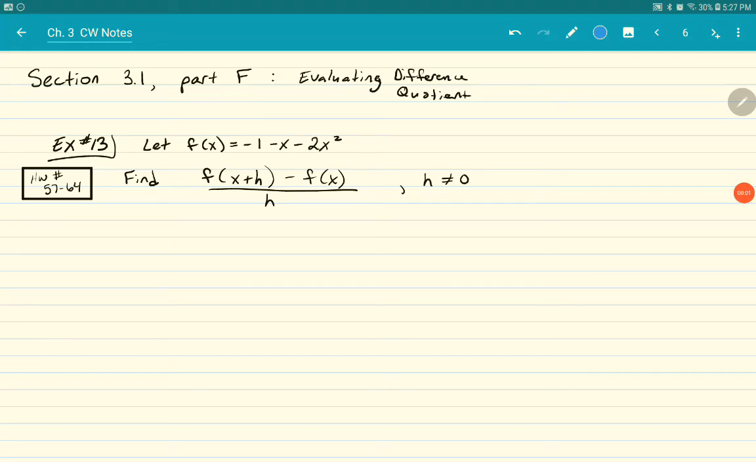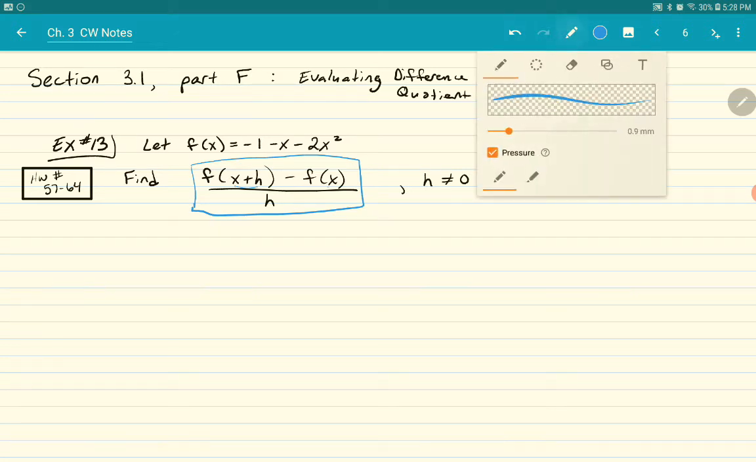In this part of section 3.1, we're evaluating the difference quotient. By definition, this is the difference quotient. So our example, our function is going to be -1 minus x minus 2x squared. To find this, I have to evaluate, similar to what we did in the previous section, the function at x plus h and x, and then divide all that by h.